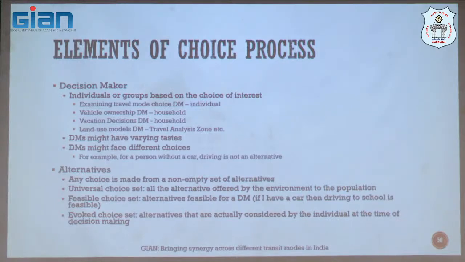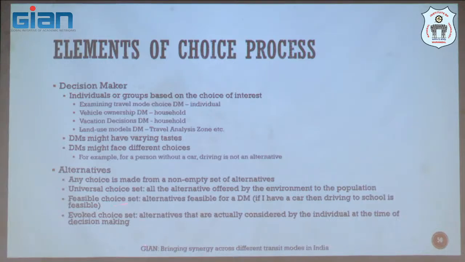Some decision makers consider all feasible alternatives, some don't. Ideally, we would like to know the evoked choice set for the models, but that's not always easy. Getting that information is tricky. There are some additional questions you can create in a survey to ask that, but that would increase the time of the survey, so people will stop responding to it. So there is always a challenge in getting to the evoked choice set.